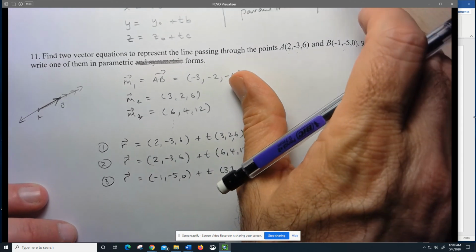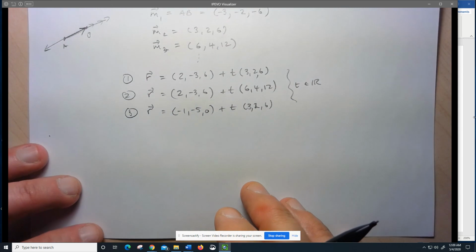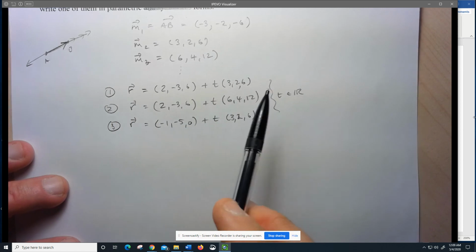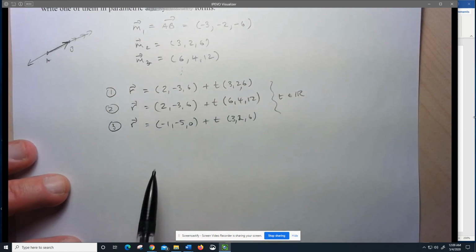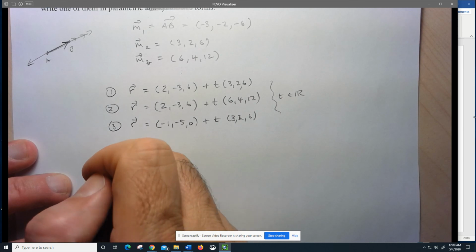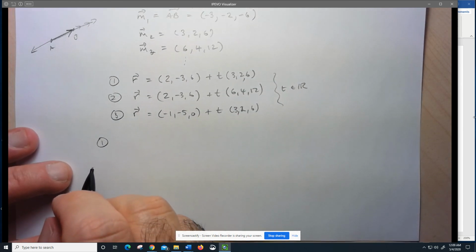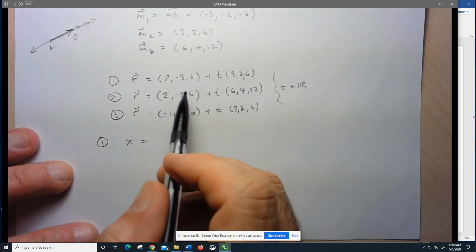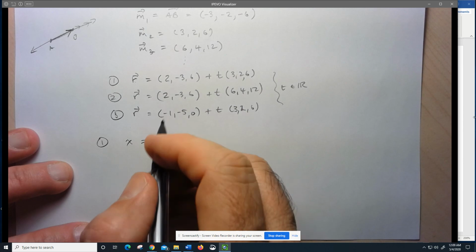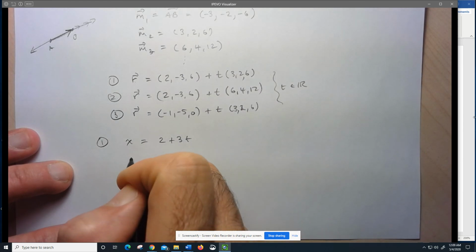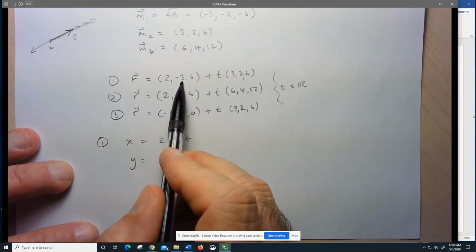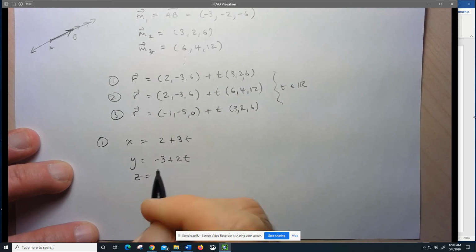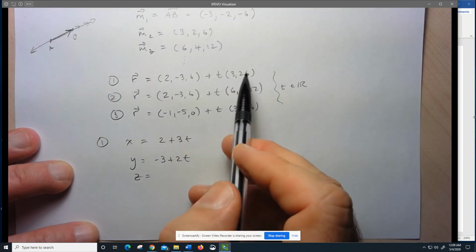So if your answer doesn't look exactly like the one in the textbook or what a friend of yours gets, check to see that your direction vector is parallel to what they have, and check that that point might also be on the line. And if I pick the first one to write it in parametric form, the x component of a point on the line would be given by 2 plus 3t. The y component would be given by -3 plus 2t. And the z component would be given by 6 plus 6t.